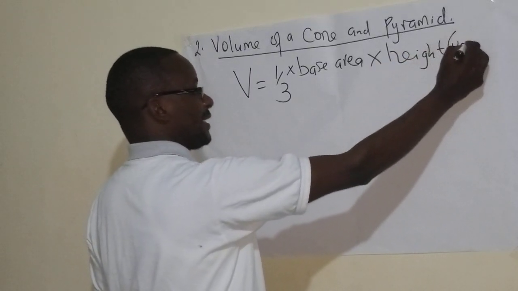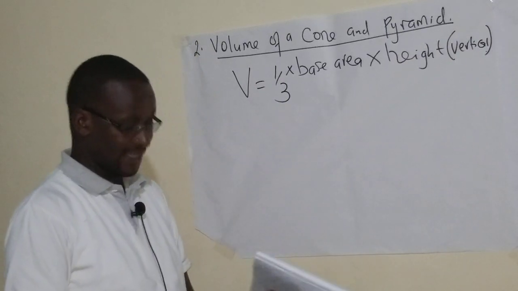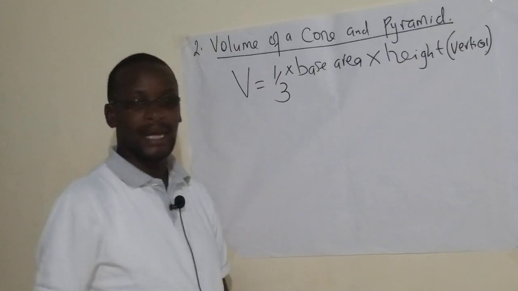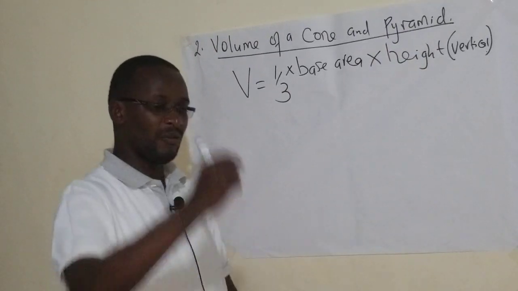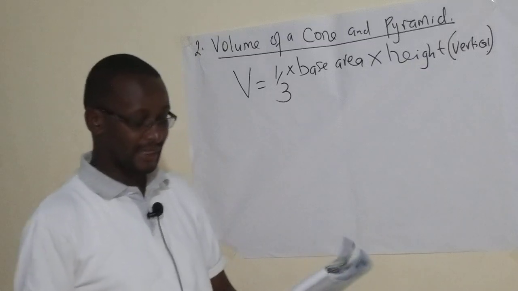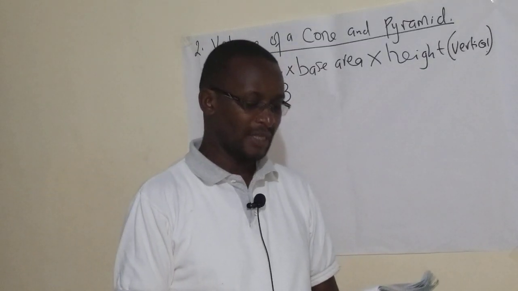The height in this case is the vertical height, not the slant height for the cone and not the slant edge for the pyramid. It is the vertical height from the vertex to the center of the base. Let's have two examples, one in each area.